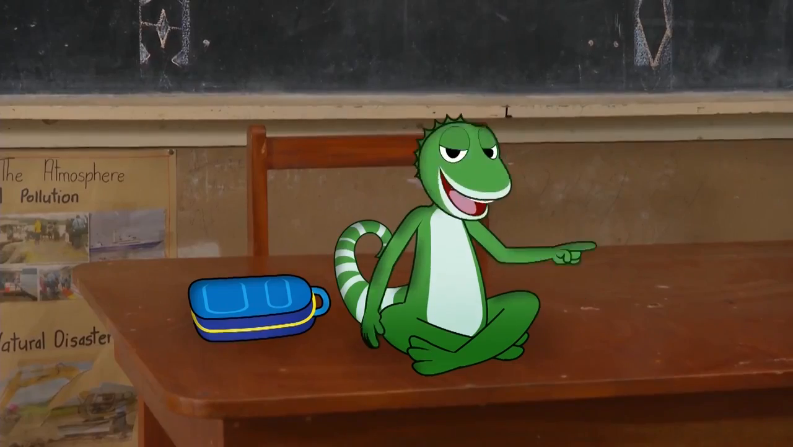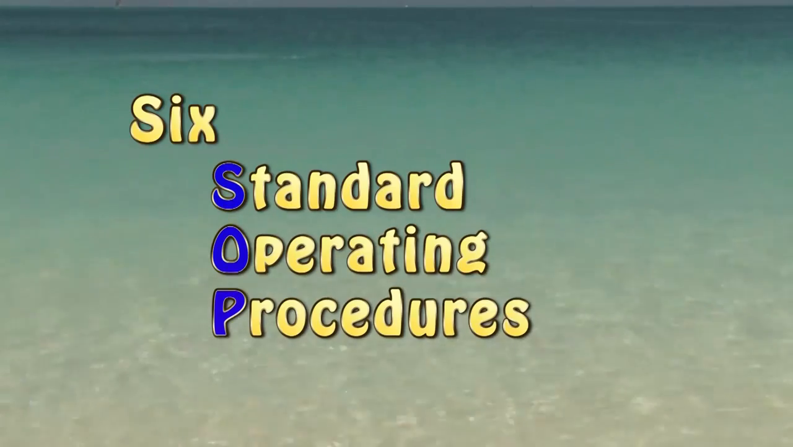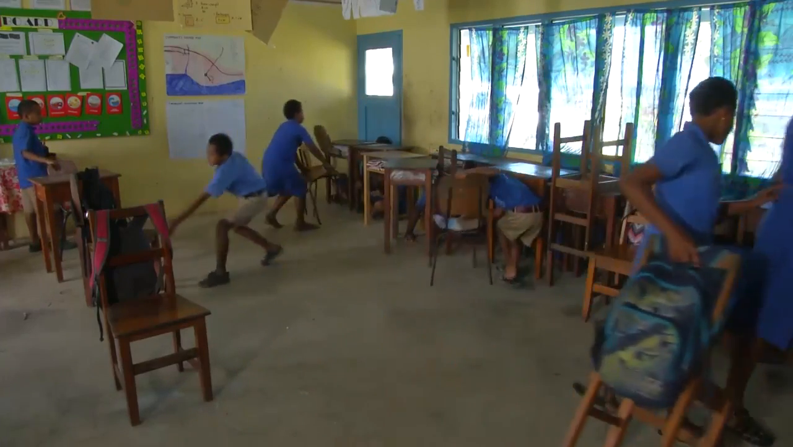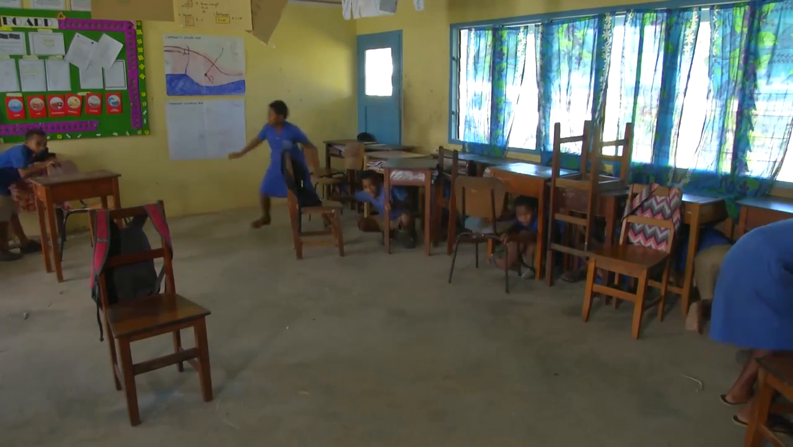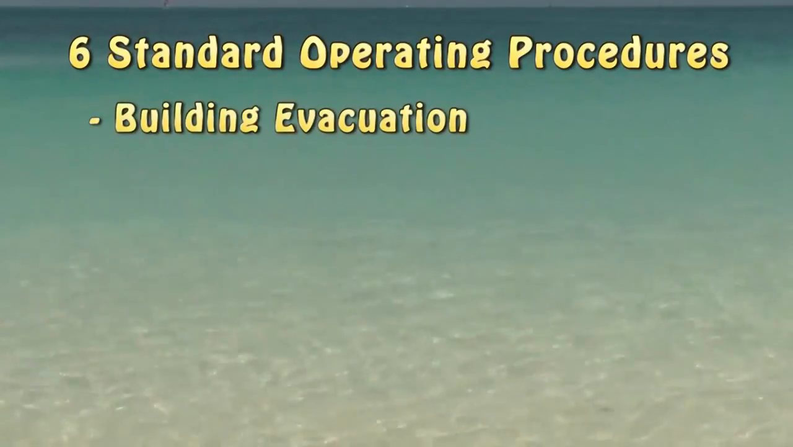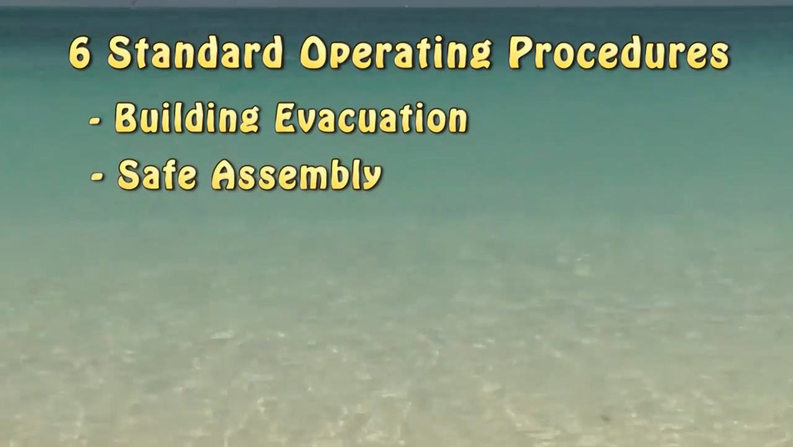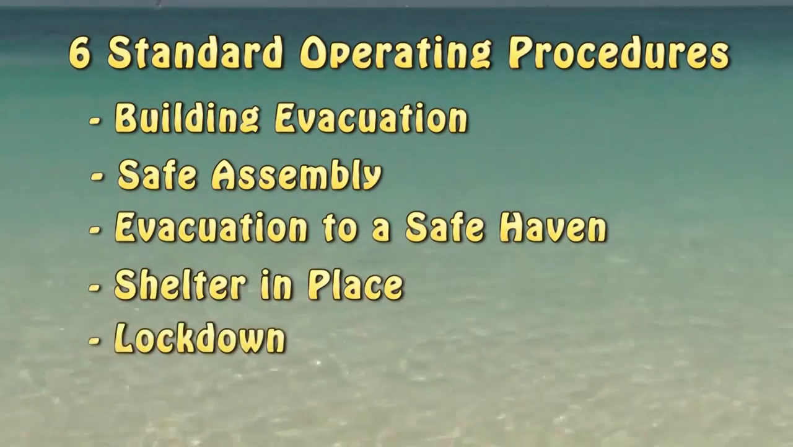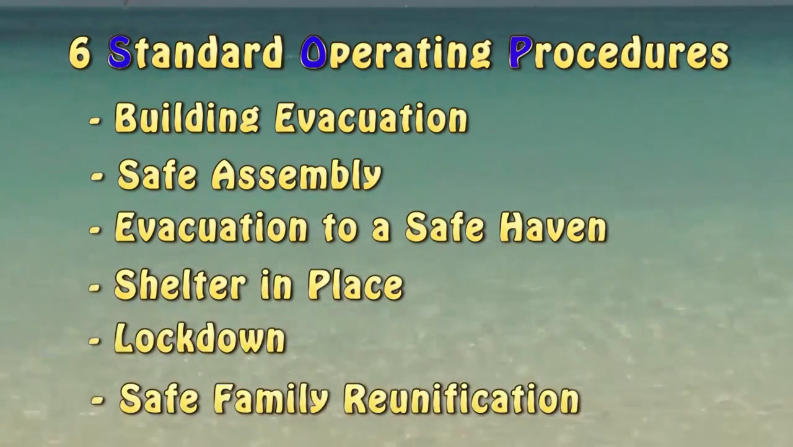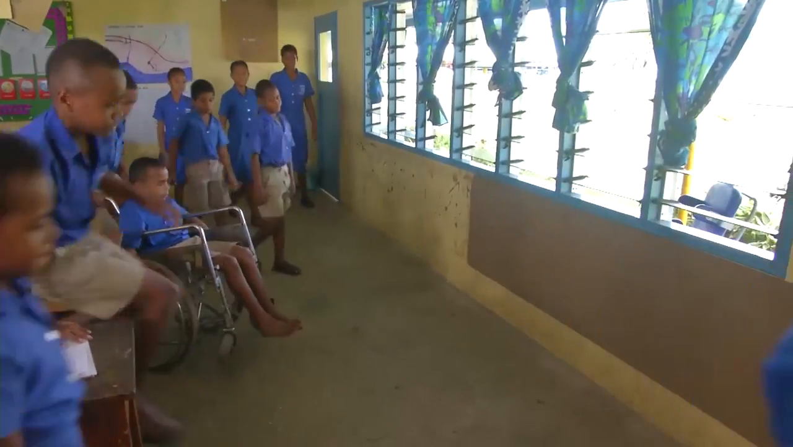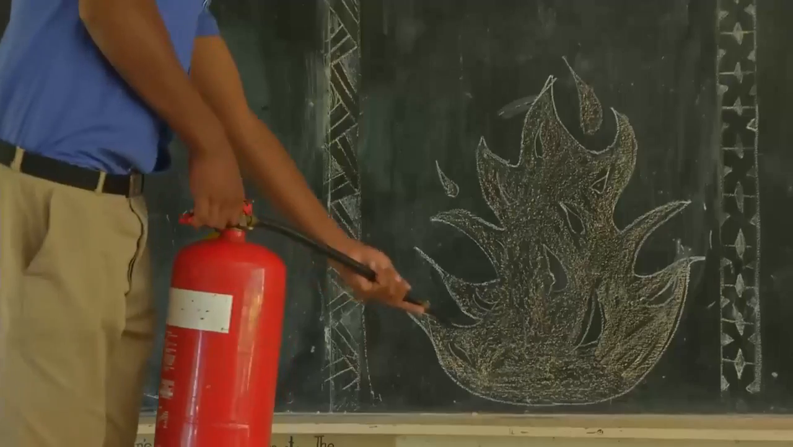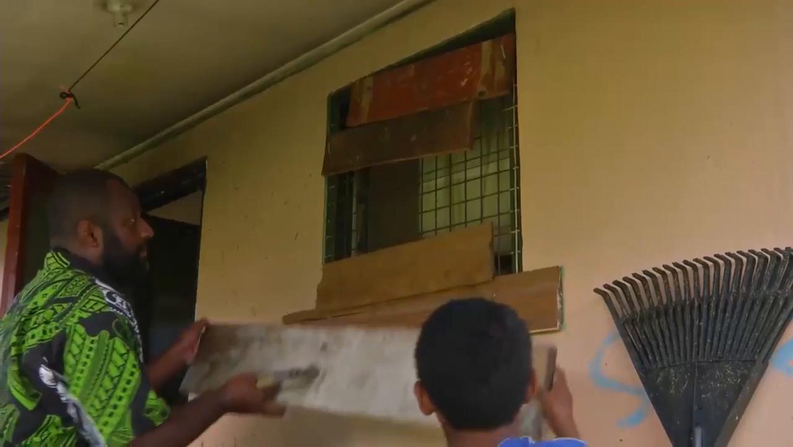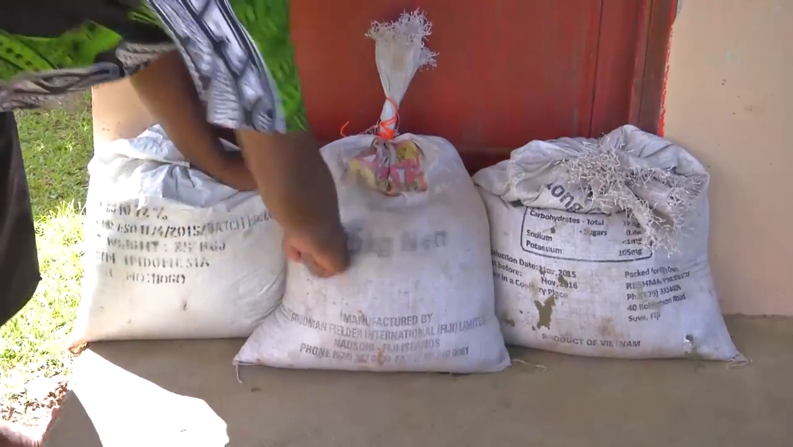Yes, thank you. Today we will learn 6 standard operating procedures that cover almost any situation. These are things that we plan and practice so we can do them easily if we need to. There's building evacuation, safe assembly, evacuation to a safe area, shelter in place, lockdown, and safe family reunification. We will practice these procedures as well as some specific behaviors for fire, earthquake, tsunami, storms, cyclones, and floods.